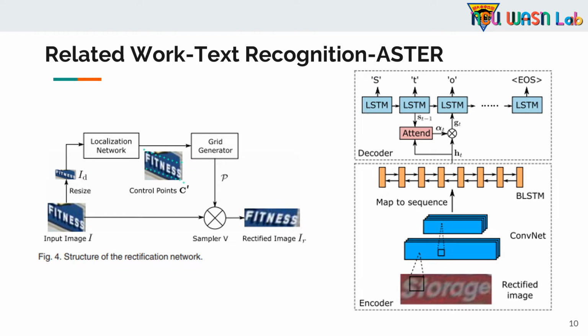ASTER is another kind of network for text recognition. What's special is that it proposed a rectification network before recognition, which corrects the deformed text into a normal image, which greatly improved the recognition rate.